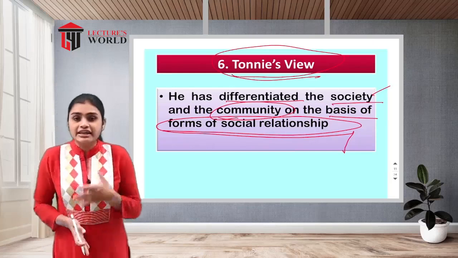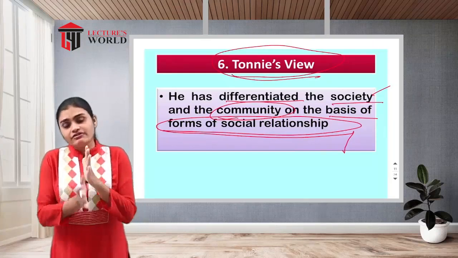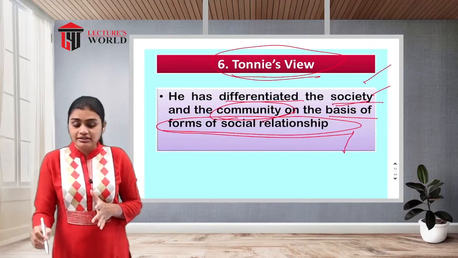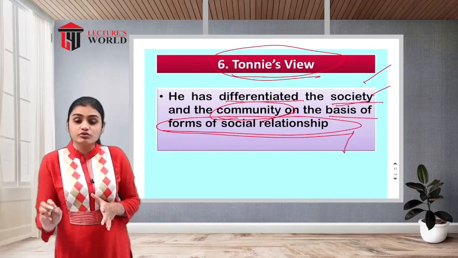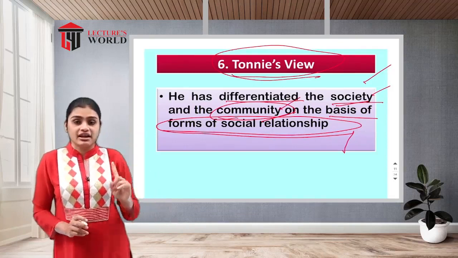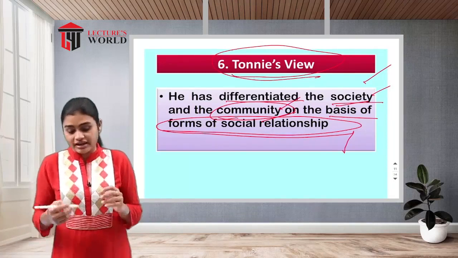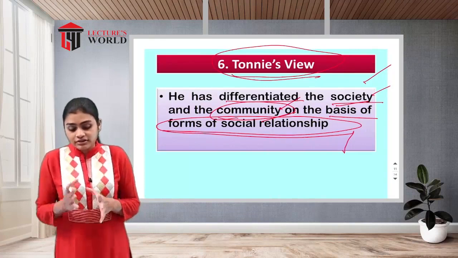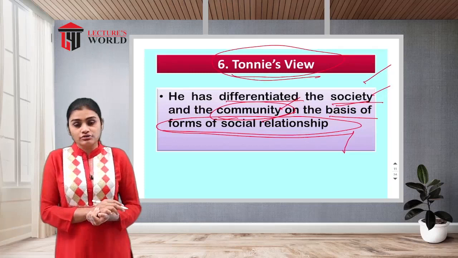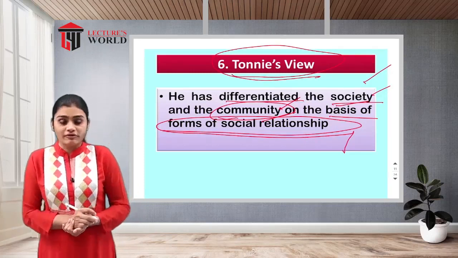But Tönnies has differentiated society and community. According to him, society is the urban society, and community is the rural areas, that means the villages, and urban means the cities. So this differentiation has been done by Tönnies in the scope of sociology.